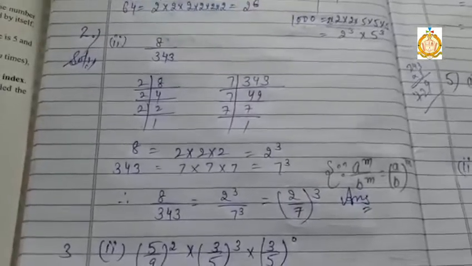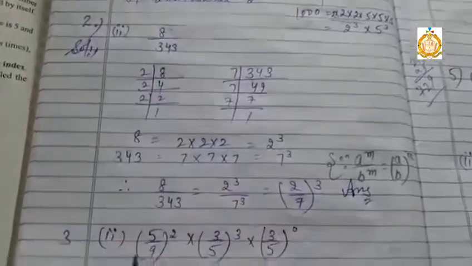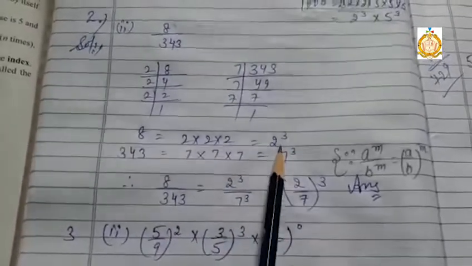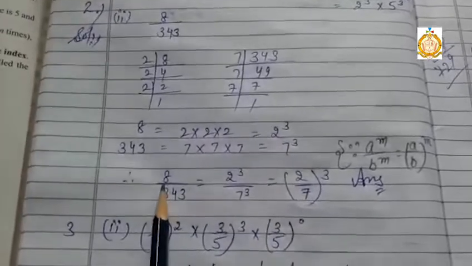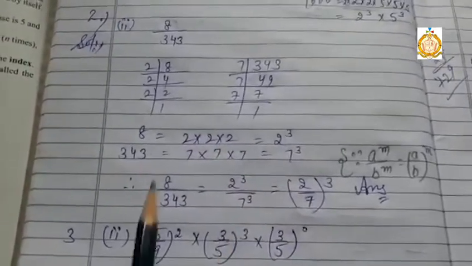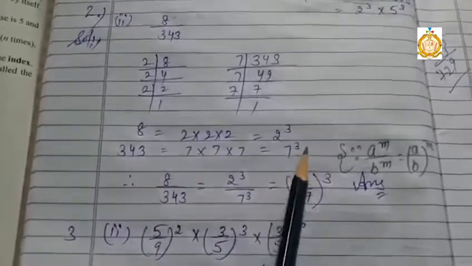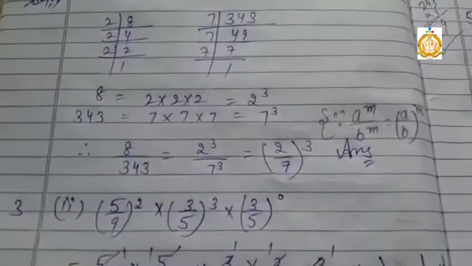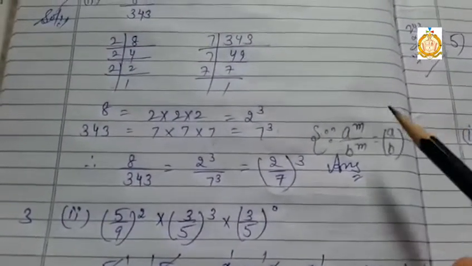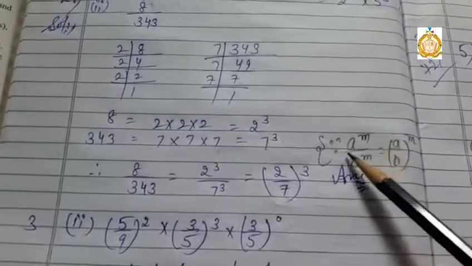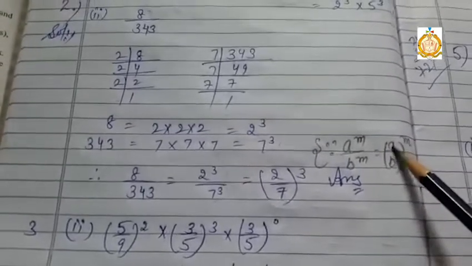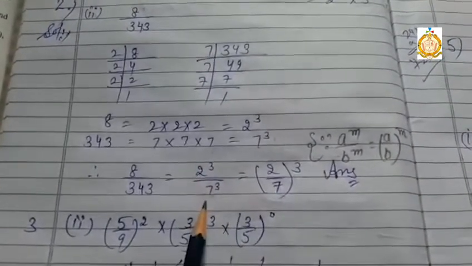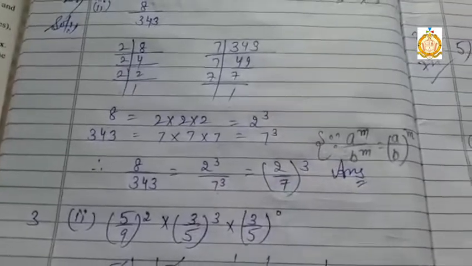In the question, we were given 8 upon 343. So, we can write 8 upon 343 equals, 8 is written as 2 raised to power 3. So, here writing 8 as 2 raised to power 3. And 343 can be written as 7 raised to power 3. Here writing it as 7 raised to power 3. Now by the laws of exponents we know that a raised to power m upon b raised to power m can be written as a upon b, whole raised to power m. So we can write here 2 upon 7 raised to power 3.